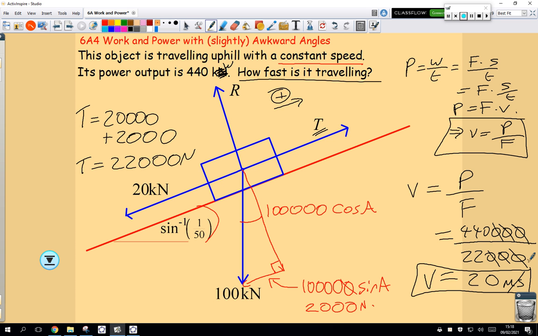Okay, so working with power with slightly awkward angles doesn't make them too much more complicated. Remember, power is work divided by time. Work is force by displacement. Displacement divided by time is average velocity. However, if it's traveling with constant velocity, its average velocity is the same as its instantaneous velocity. Here, the velocity is going to be the power output divided by the driving force, which is T. Okay?